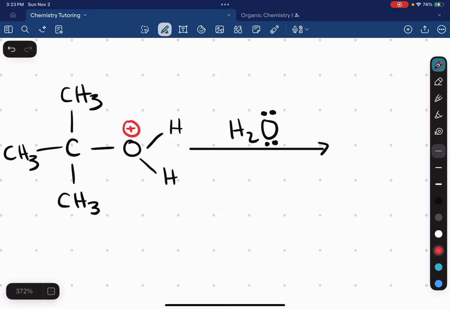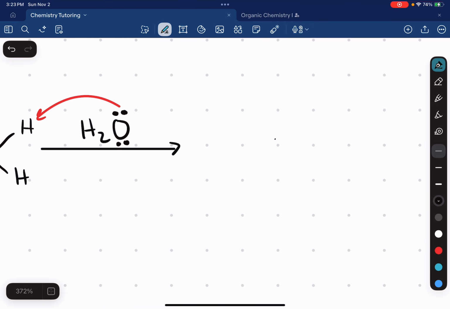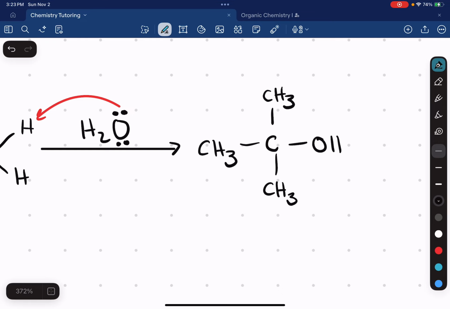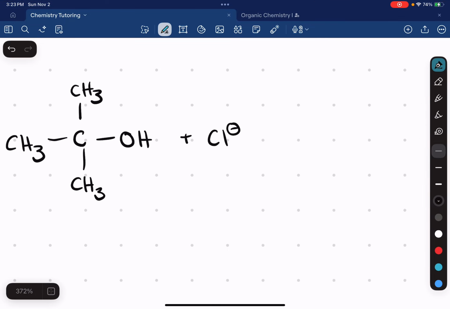So these are going to go ahead and steal a hydrogen because oxygen likes to hydrogen bond. So now we've got carbon, CH3, CH3, CH3, and only an OH. Plus that chlorine that we kind of ditched earlier. And then because H2O took an extra hydrogen, we now have H3O plus in our reaction also. These are just kind of byproducts.